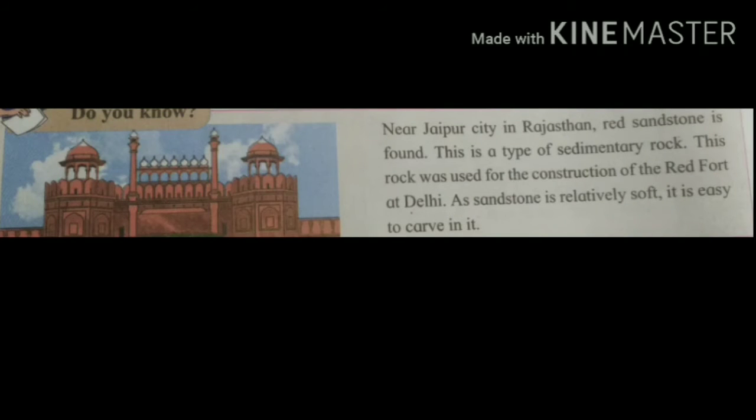Some facts about the sedimentary rock red sandstone. In Rajasthan, near Jaipur city, red sandstone is found. This red sandstone is a type of sedimentary rock. These rocks were used for the construction of the Red Fort at Delhi.